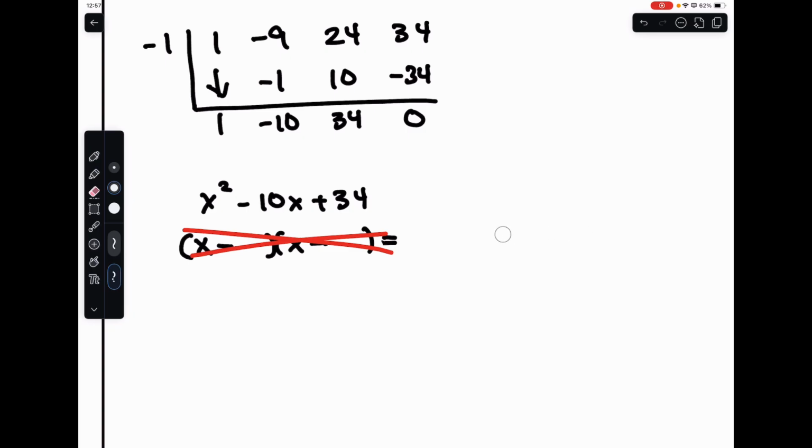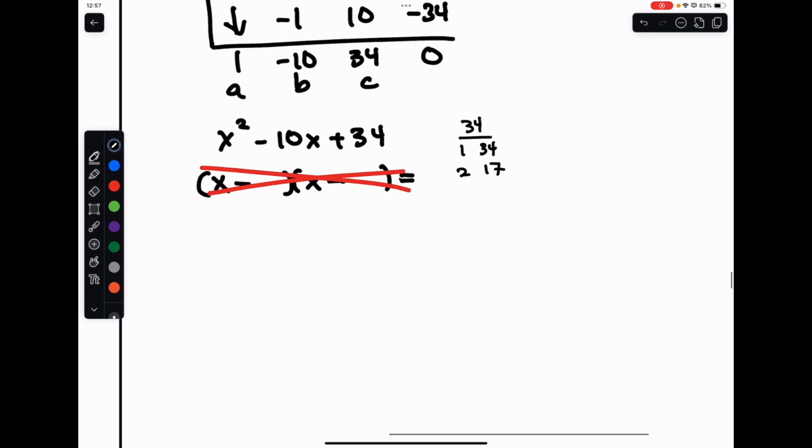So let me erase this. No, I don't have to erase it. Let me just move it out of the way. Make it a little bit smaller. And we can then apply the quadratic formula instead. We have no choice but to use that one.